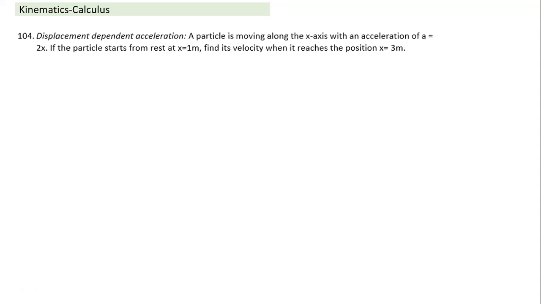So this is a little different. Displacement: a particle is moving along the x-axis with an acceleration a equal to 2x. Just for Khyati, the question has become simpler. The equation is already given. It starts from rest at x equal to 1 meter. Find its velocity when it reaches the position x equal to 3 meters.